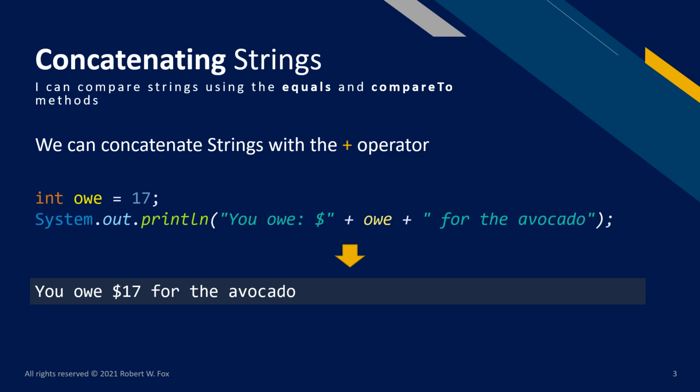Concatenating a string is just a fancy way of saying put two strings together. And we do that with the plus operator in Java. We've kind of seen this before, but here's an example in a print line statement. We start out with the string "You owe $", we add on the variable o1, and we add the string " for the avocado." Java puts all of these together into one string, and we get "You owe $17 for the avocado" outputted to the screen.